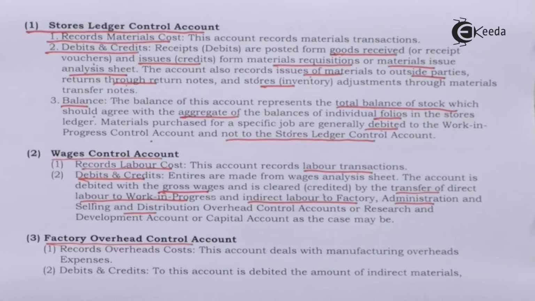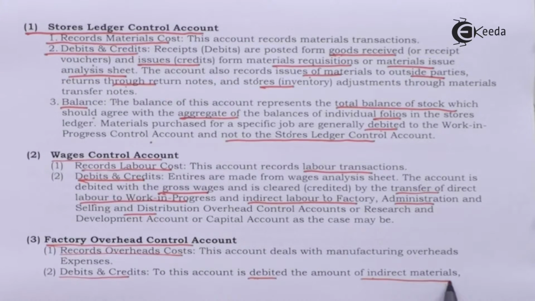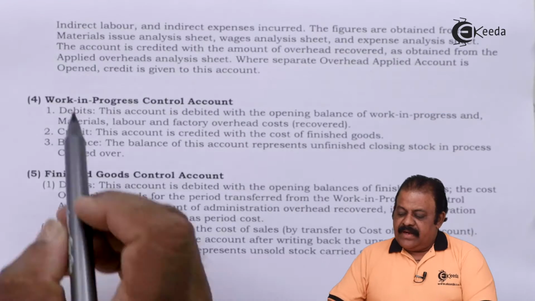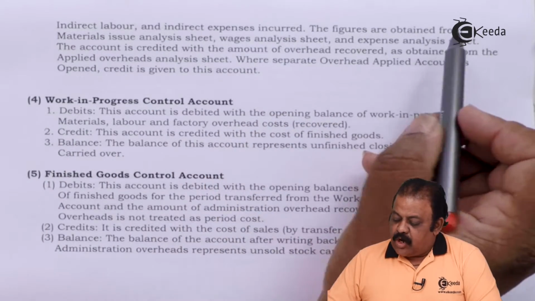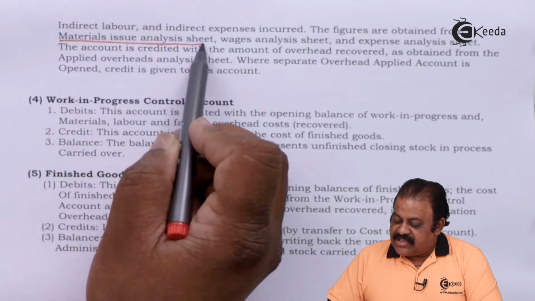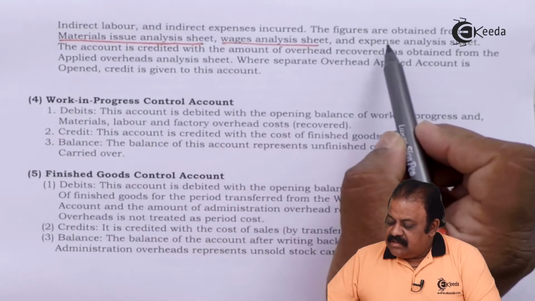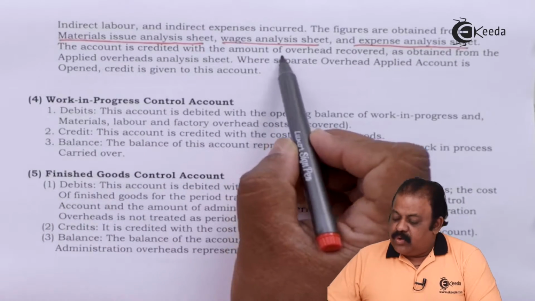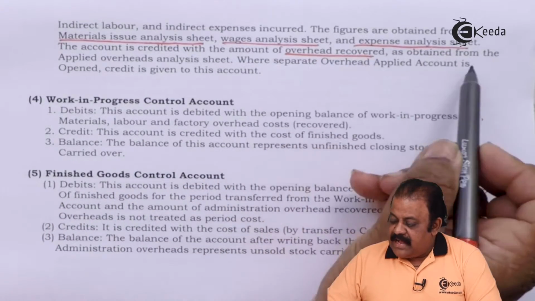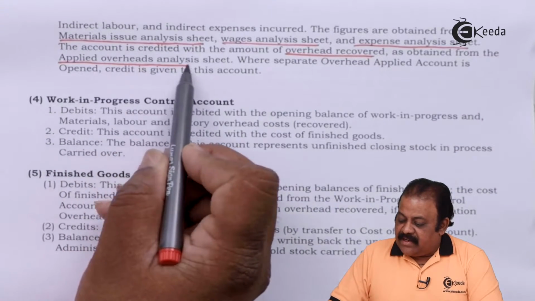Factory overheads control account records overheads cost. This account deals with manufacturing overhead expenses. To this account is debited the amount of indirect materials, indirect labor and indirect expenses incurred. The figures are obtained from material issue analysis sheet, wage analysis sheet and the expense analysis sheet. The account is credited with the amount of overheads recovered, as obtained from the applied overhead analysis sheet.